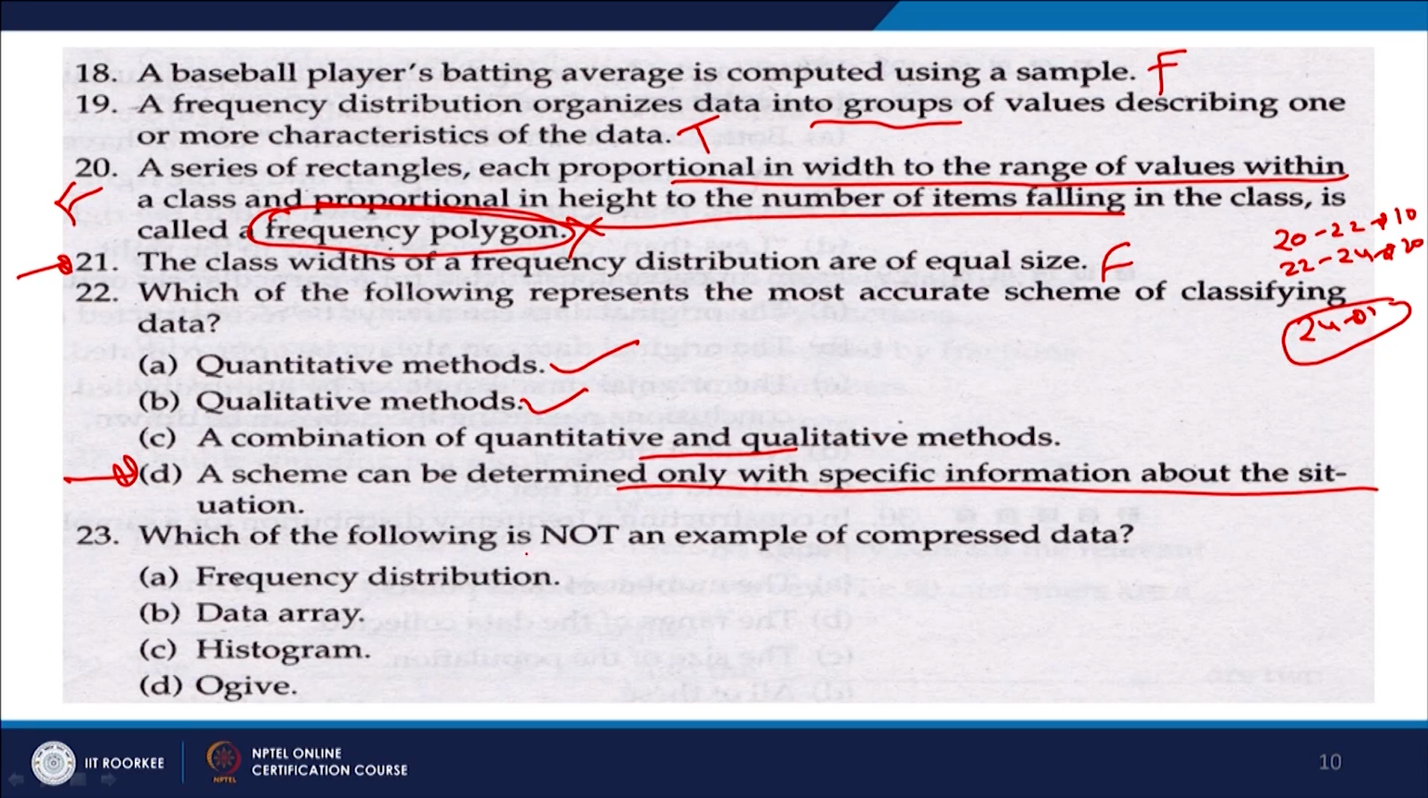Which of the following is not an example of compressed data? Frequency distribution, it is. Data array, is it? What about histogram? Yes, it is. So, data array is not, okay. So, the answer to the 23rd statement is B, right.